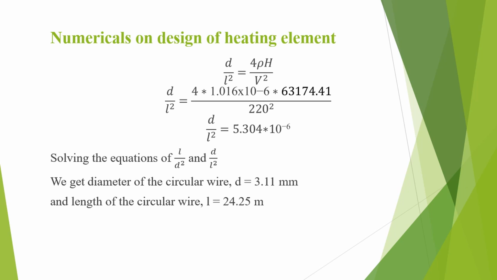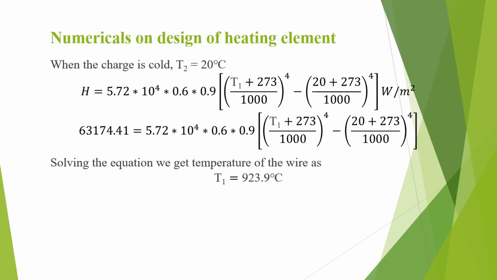Now solving the two equations, L by D square and D by L square, we get the value of D, that is around 3.11 millimeter. So the diameter of the circular wire is 3.11 millimeter. Substituting the value of D back in the equation of L by D square or D by L square, we can get the length of the circular wire L as 24.25 meters.